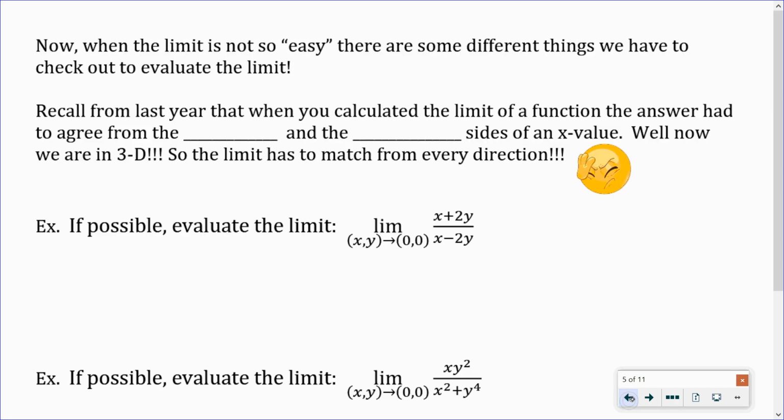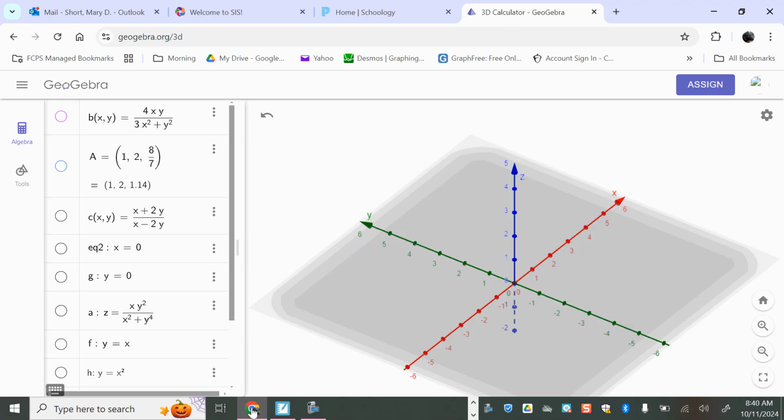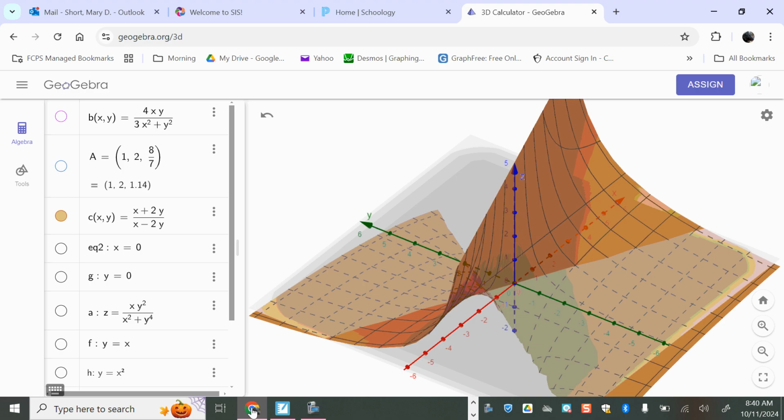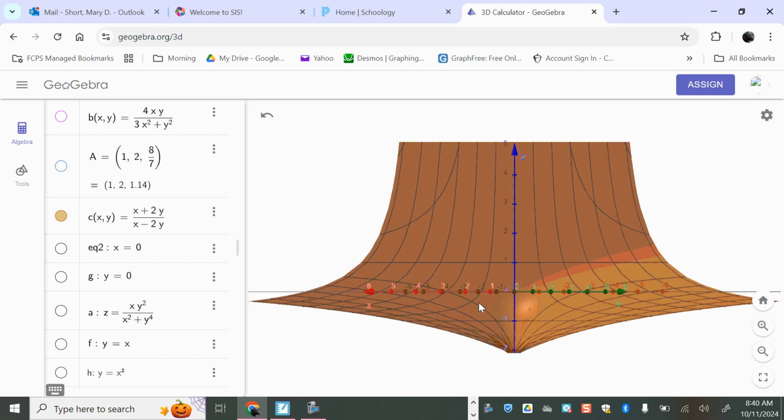Okay, all right. So let me show you a picture of this one first. So, the answer had to agree from the left and the right side. All right. So now in 3D, the limit has to agree from every direction. Okay. All right, so let's look at this one real quick. x plus 2y and x minus 2y. So if we look at that graph, so here's the graph of that one. So you see it's pretty weird. All right, so nobody's going to ask you to graph these things.